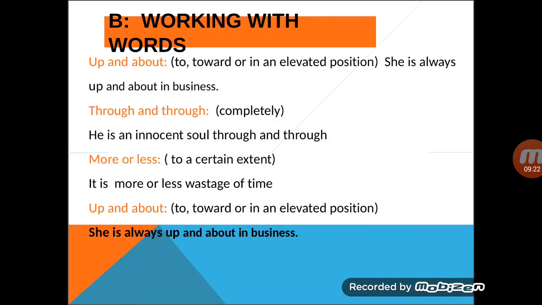Next, up and about. Towards or in an elevated position. He is always up and about in business. He is at the elevated position of business. He has been enjoying business and has reached the highest position in business. And here she is always up and about in business. She is so elevated in her business.